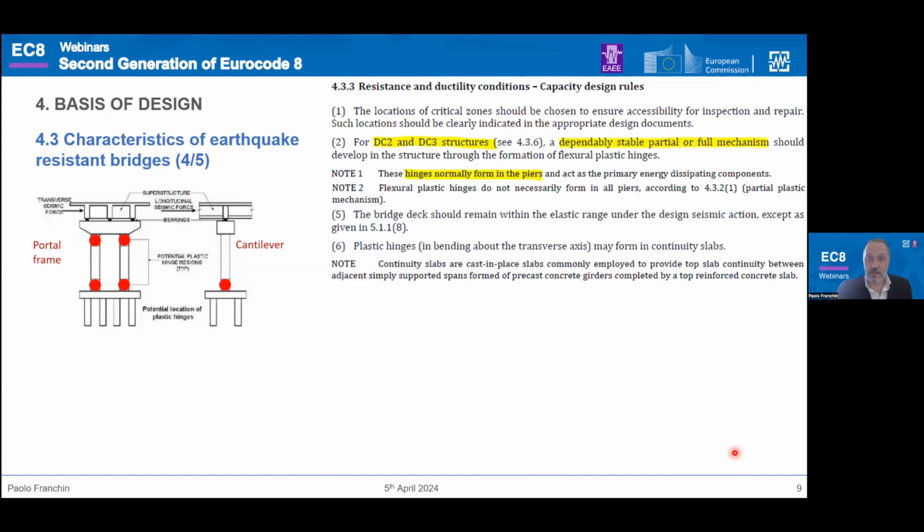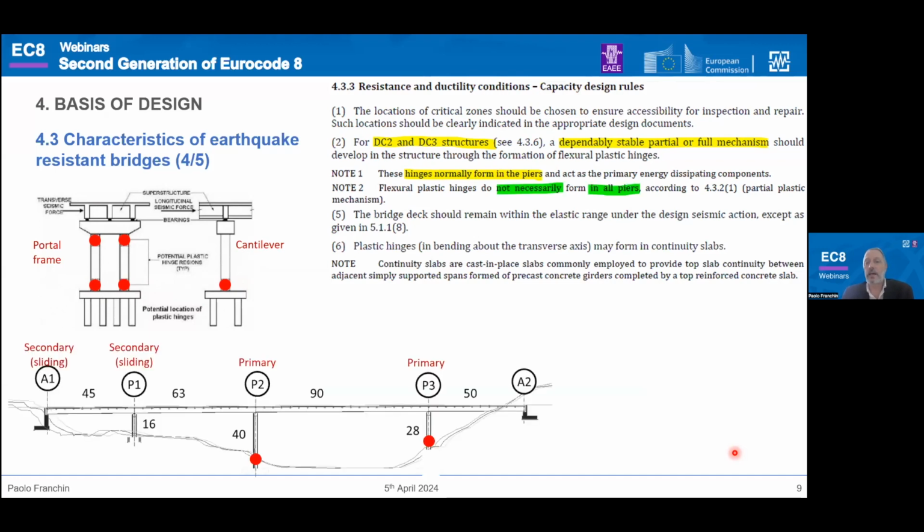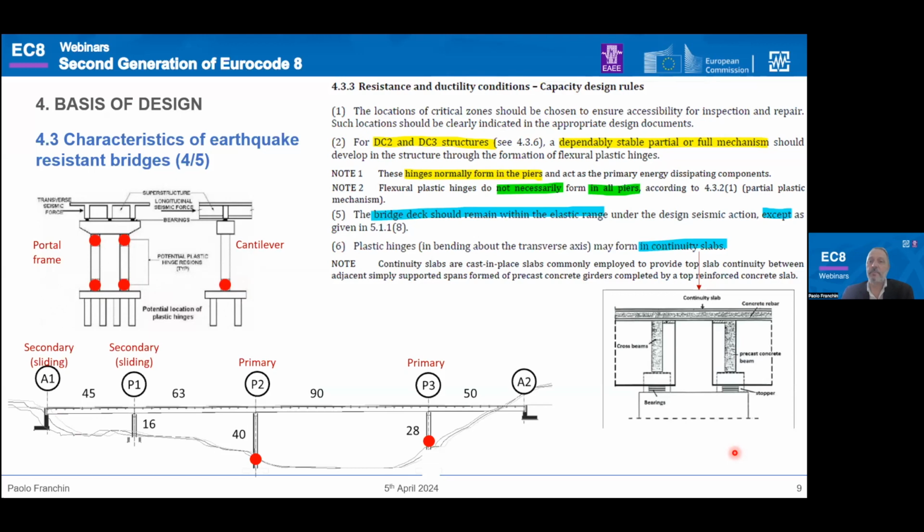Finally, in the case where you have DC2 and DC3, meaning cases where you exploit ductility, because in DC1, as we know, we only exploit overstrength, you cannot put plastic hinges, critical zones where potential plastic hinges can form, wherever you want. Usually these are in the piers, and not necessarily in all piers. Coming back to the example that we have seen before, the deck in particular should remain within the elastic range.